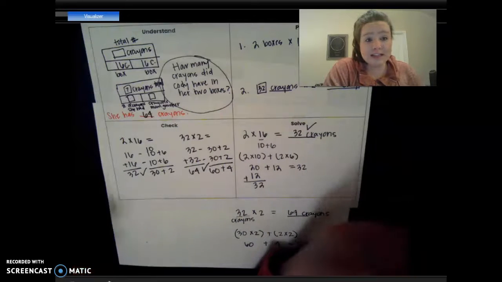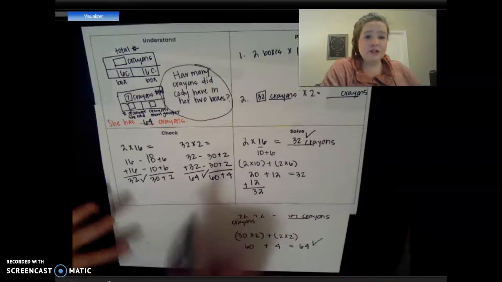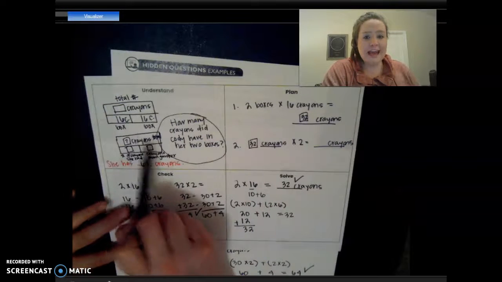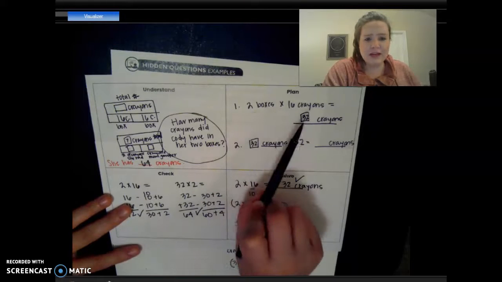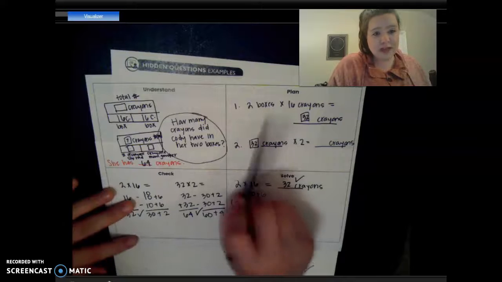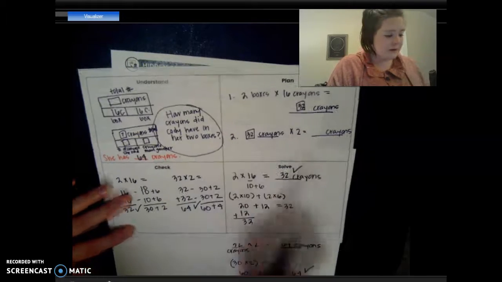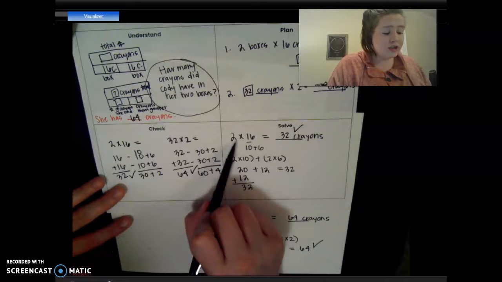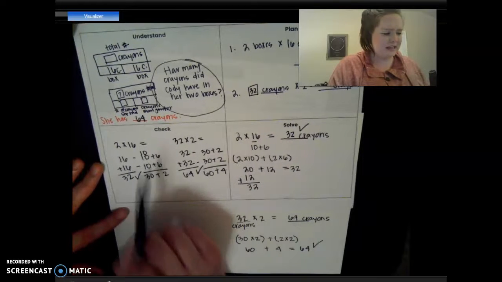So now this is solved. We have finished solving this problem. We did our understand, and in our understand, we found the missing problem. We planned, we wrote out our multiplication sentences, or it could have been division sentences. In this case, it was 2 multiplication sentences with labels. It's really, really important, okay? And then we solved our problem using partial products, and then we checked our problem using repeated addition.